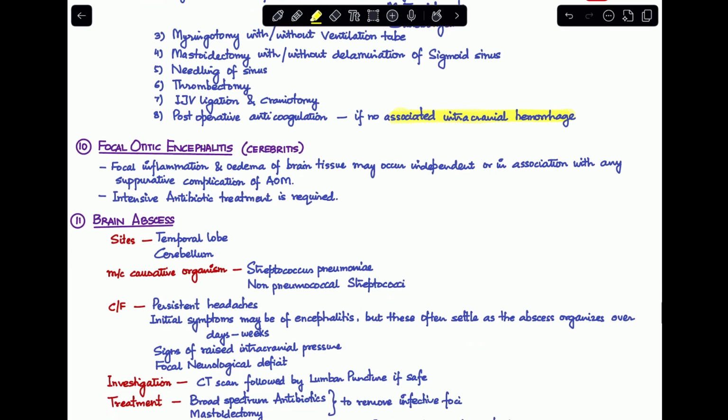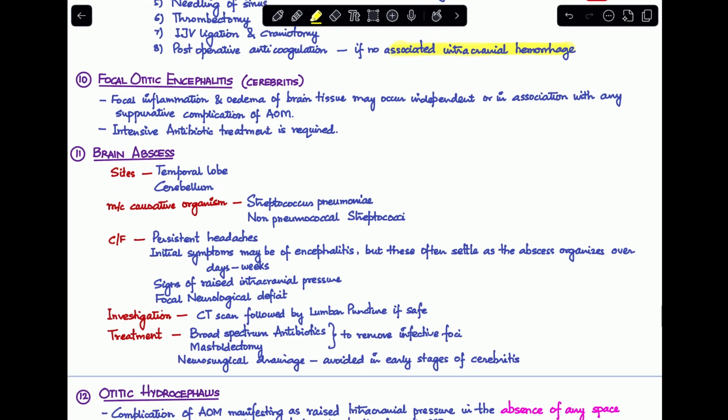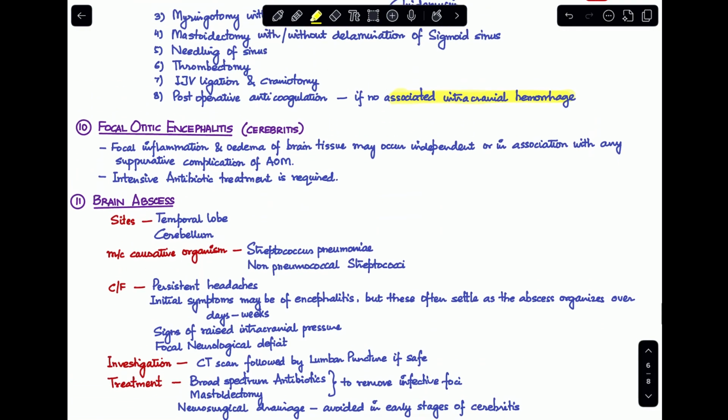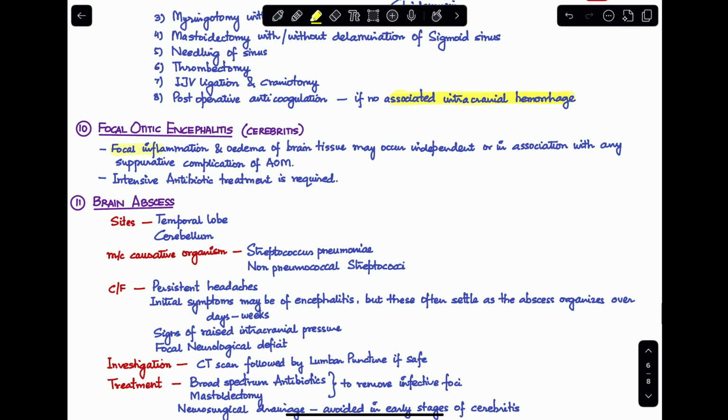Next, let's move on to focal otitic encephalitis, which is also known as cerebritis. This condition is basically a focal inflammation and edema of the brain tissue, which can either happen independently or in association with any other suppurative complication of acute otitis media. The treatment usually involves intensive antibiotic therapy.